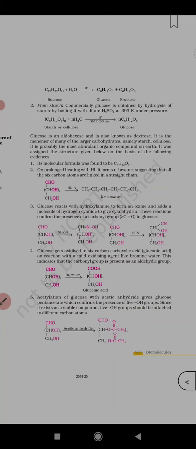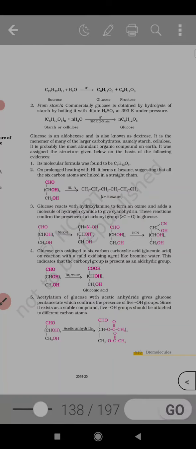Okay. So first we got a 6 carbon straight chain. Second, we got a carbonyl group. Then third, we confirmed that it is an aldehyde by its reaction with a mild oxidizing agent like bromine water. Then fifth, acetylation of glucose with acetic anhydride gave glucose pentaacetate. This confirms that there are 5 OH groups. Since it exists as a stable compound, 5 OH groups should be attached to different carbon atoms.